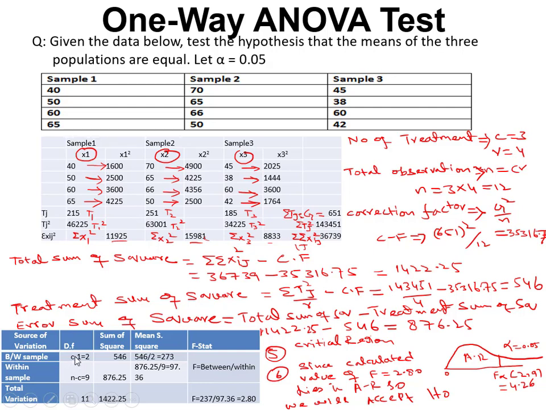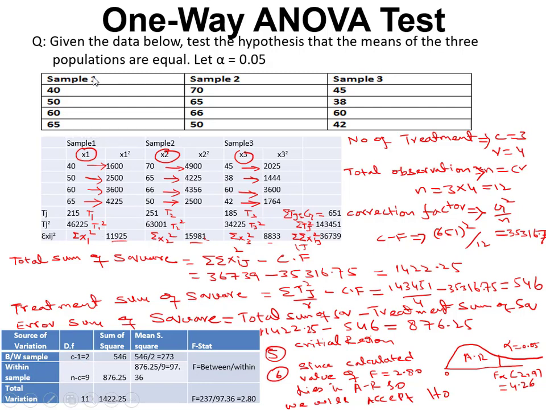How many is normally denoted with K, but here we compare these three columns. So you can use K or you can use C for columns. So how many samples do we have? We have 3. 3 minus 1 is 2. Degree of freedom for between will be 2.